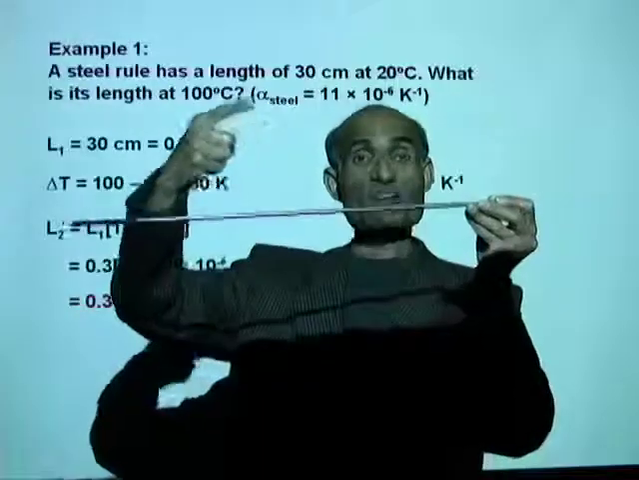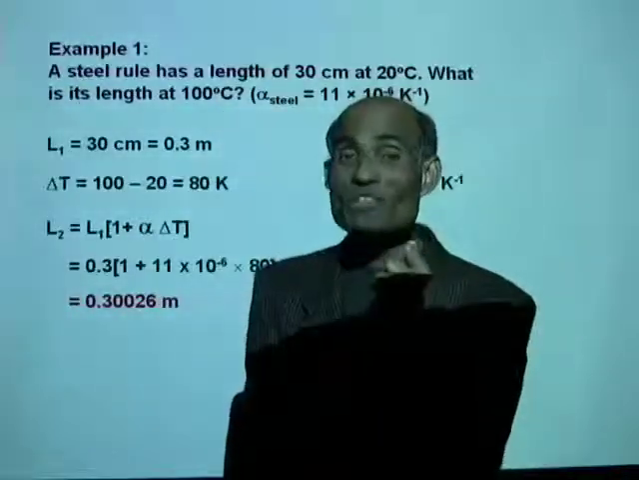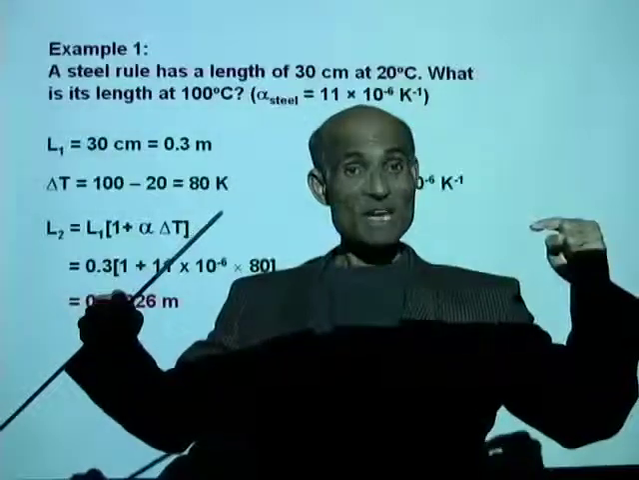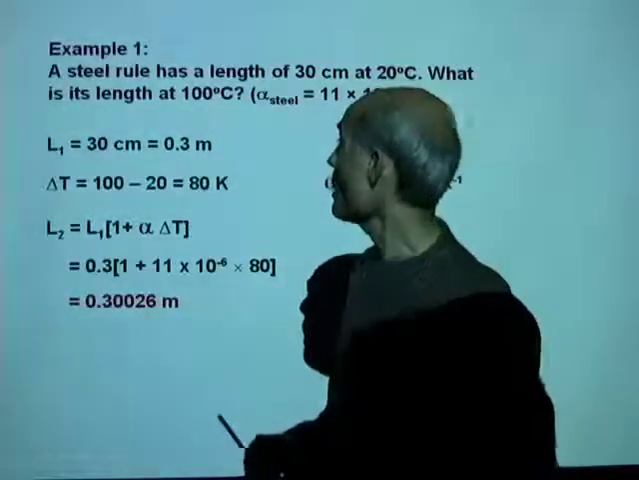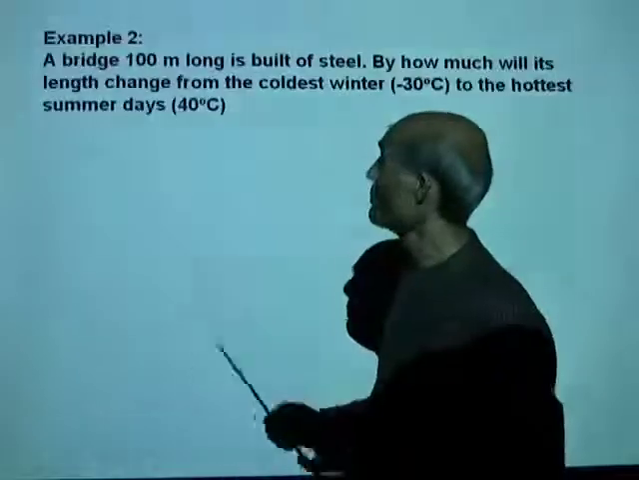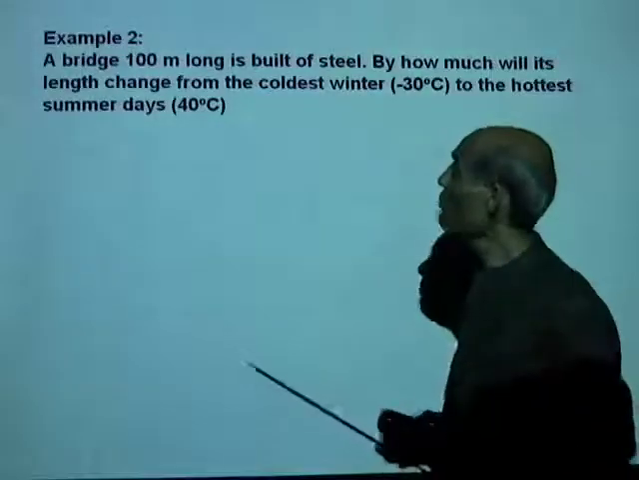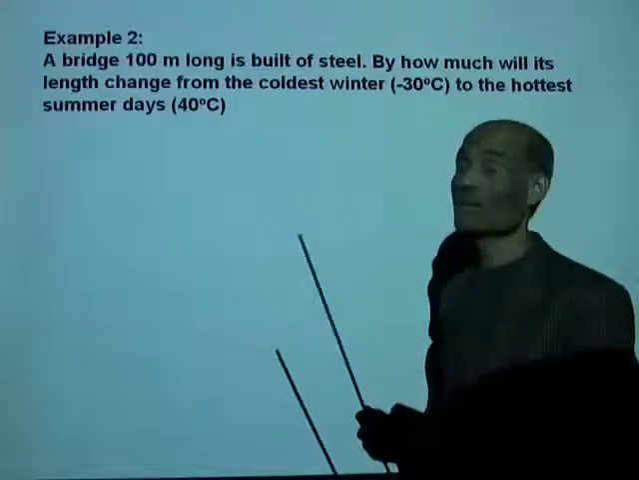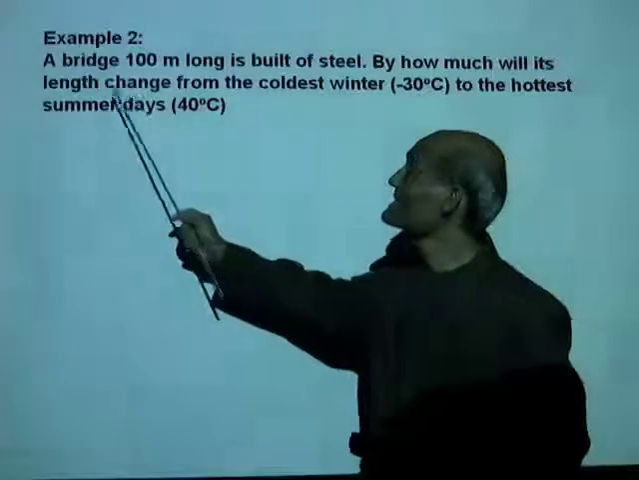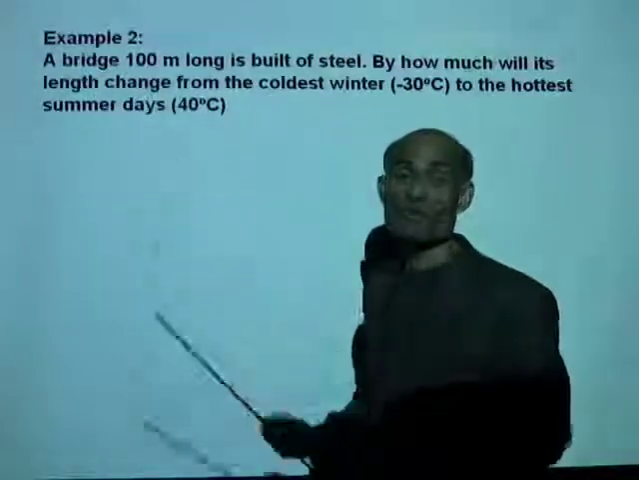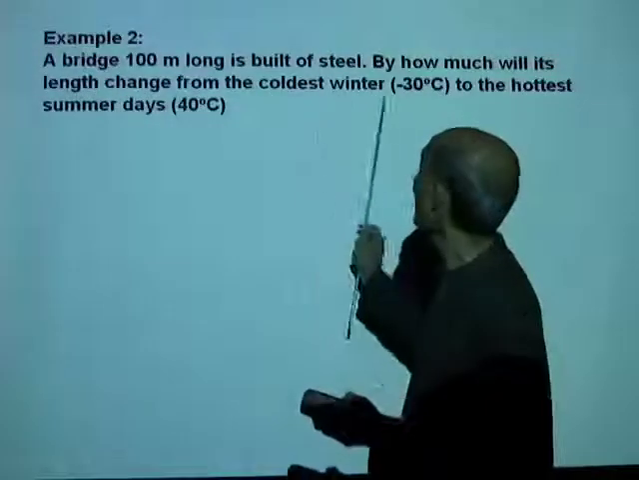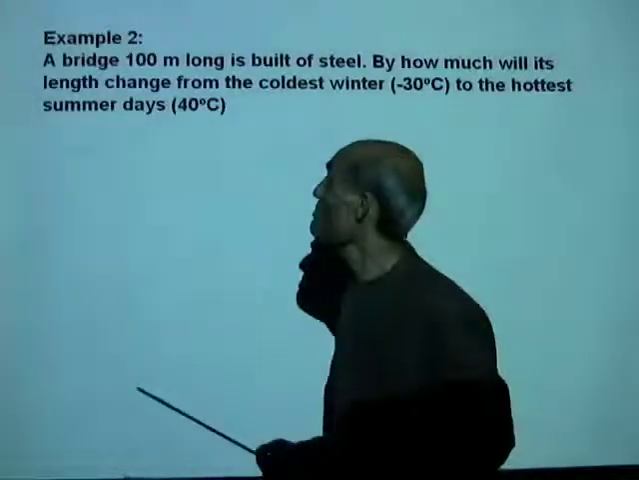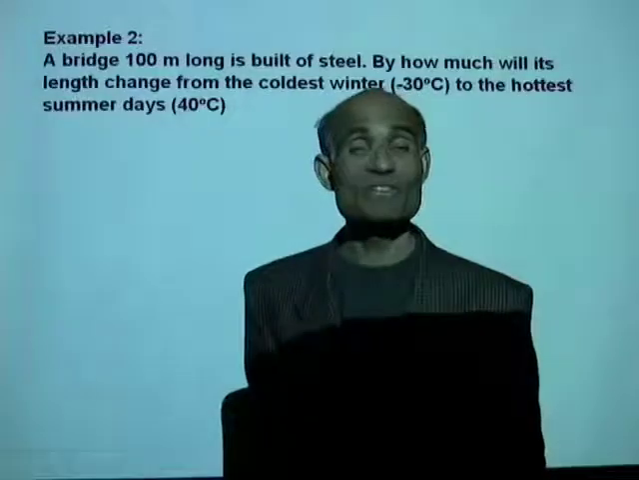As the temperature increases, the length measured will not be accurate because the length of the ruler changes. Alright, let's look at another problem. A bridge 100 meters long is built of steel. By how much will its length change from the coldest winter of -30 degrees Celsius to the hottest summer of 40 degrees Celsius?